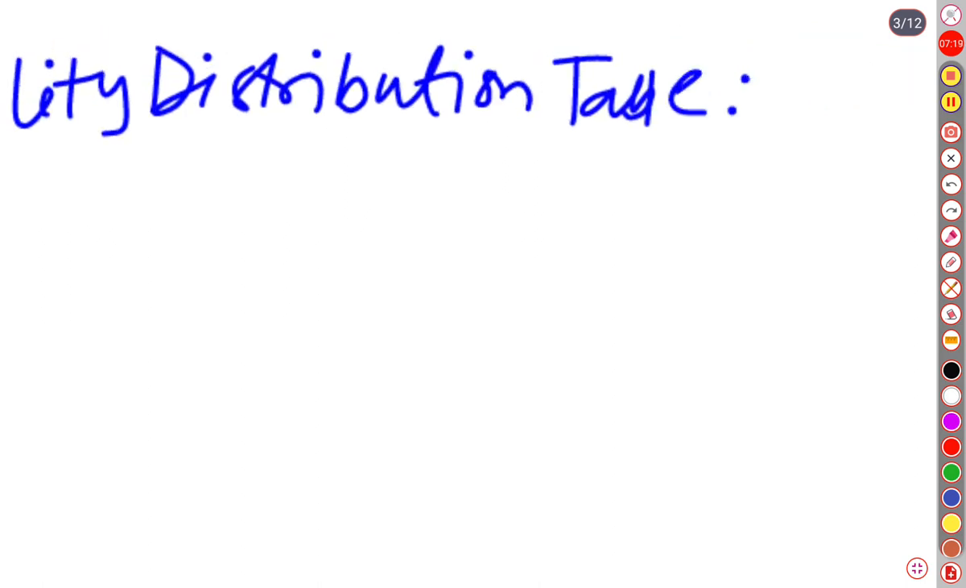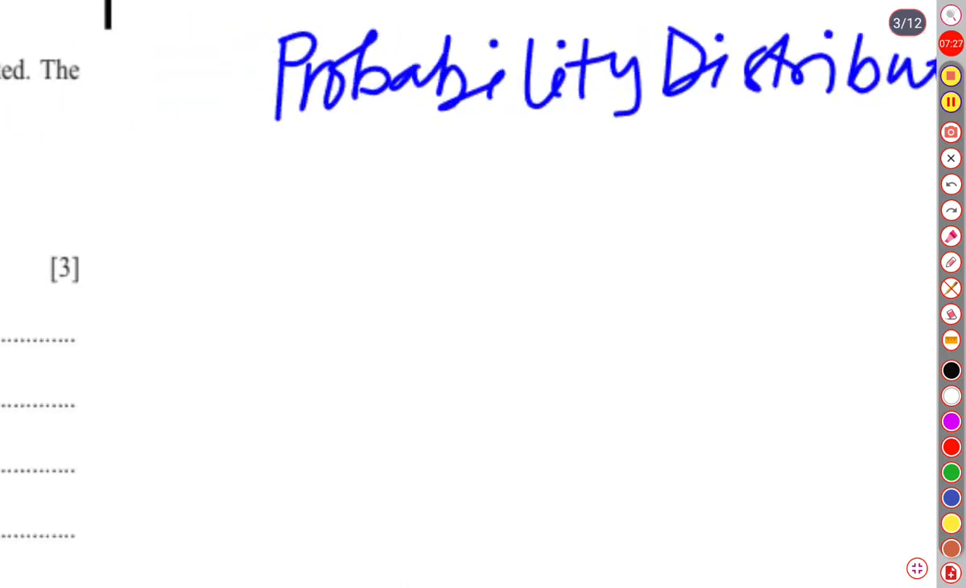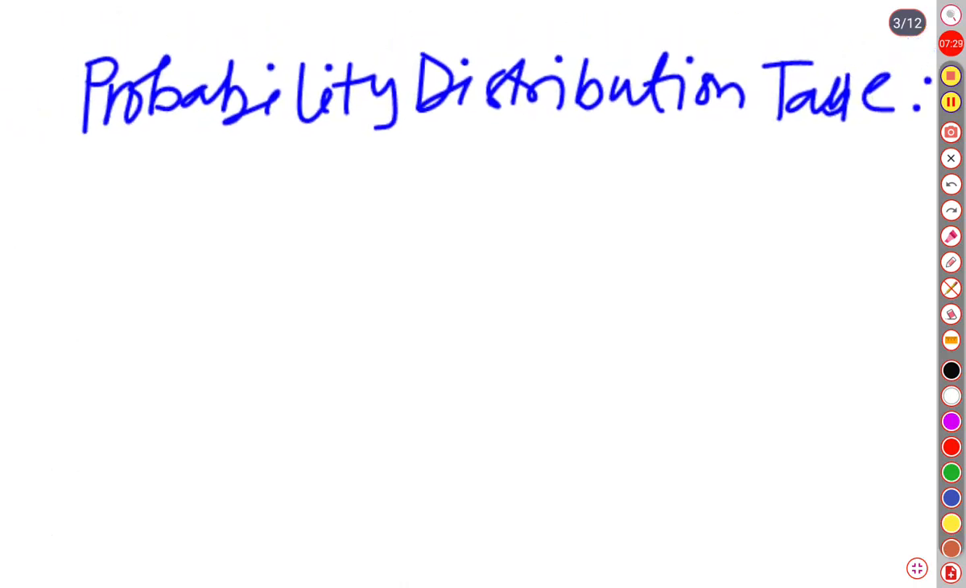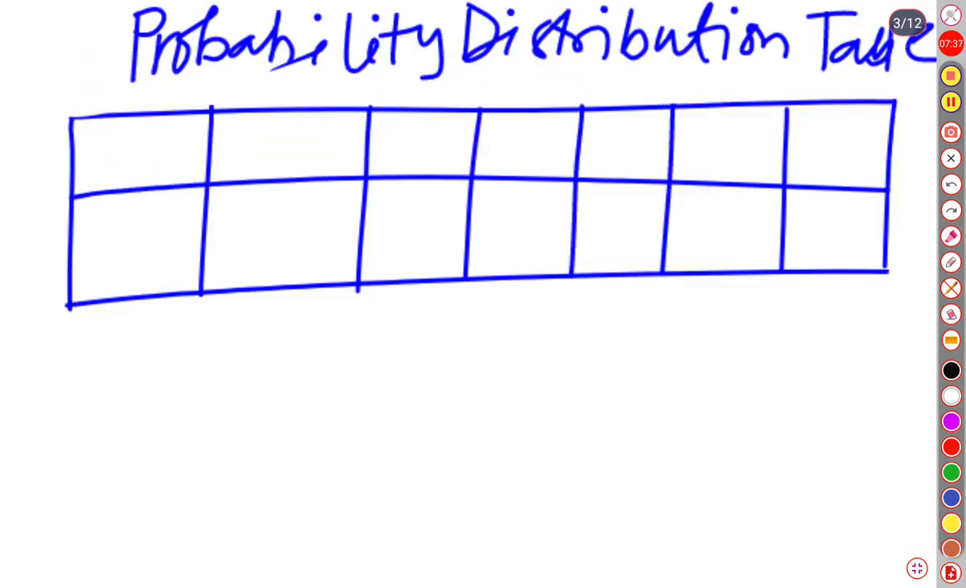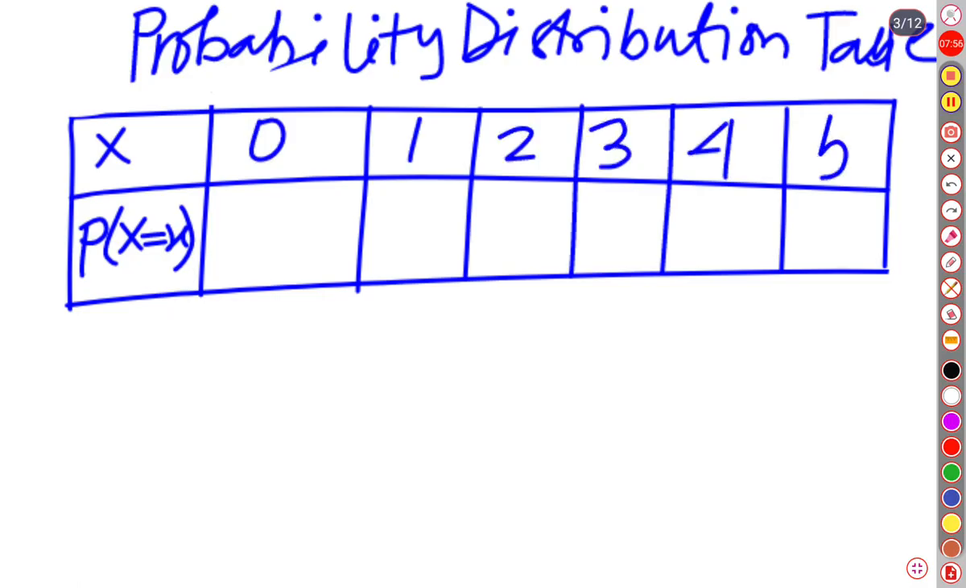Probability distribution table. Okay, first of all I will prepare the box. Let me draw the table. Yes, so the table will look like this. Okay, this is our table. On the upper box is x, where x is equal to lowercase x. What are the numbers? X takes the values of 0, 1, 2, 3, 4 as well as 5.